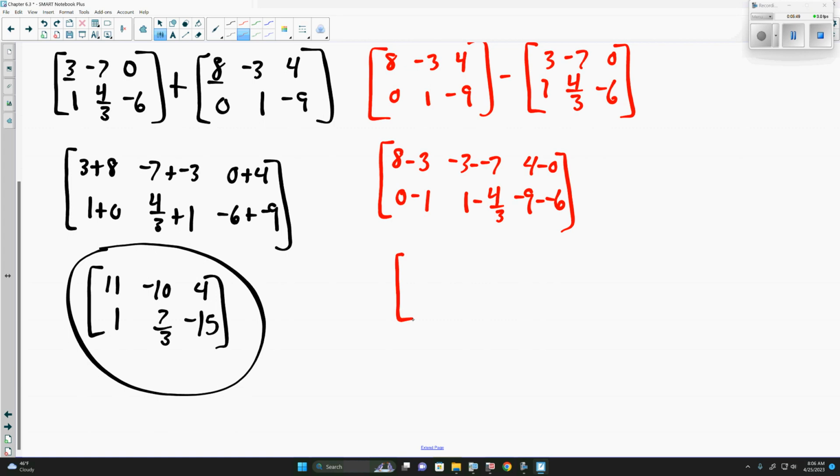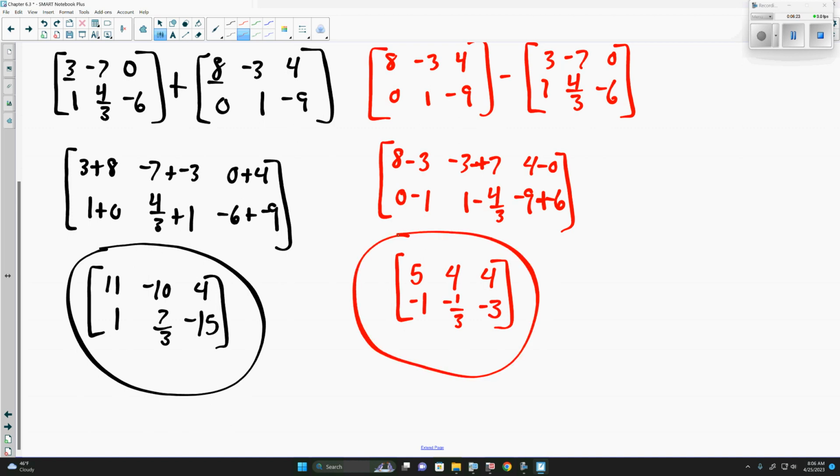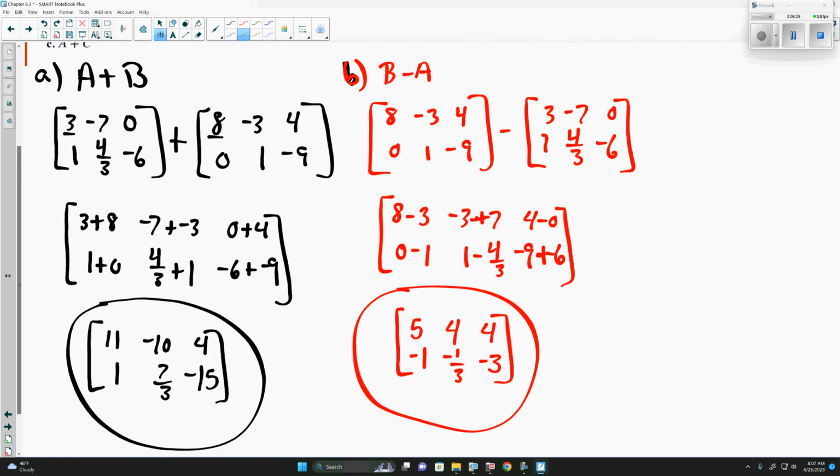And at this point, when we subtract, 8 minus 3 would be 5. Negative 3 minus negative 7, well, the negative and negative make a plus, so negative 3 plus 7 gives us 4. 4 minus 0 is 4. 0 minus 1 is negative 1. 1 minus 4/3 is negative 1/3. And negative 9 minus negative 6, well, the negative and negative make a plus, and negative 9 plus 6 is negative 3. So we get these two here. Any questions on anything we've done so far?